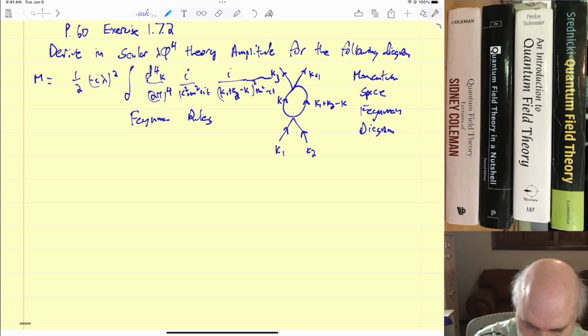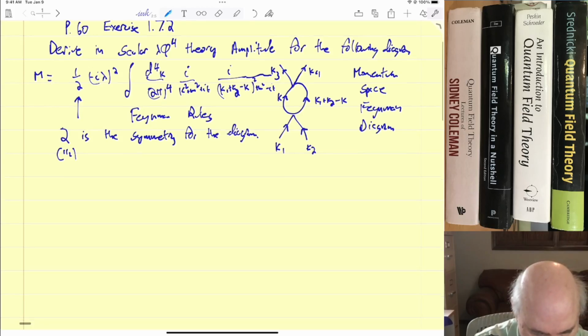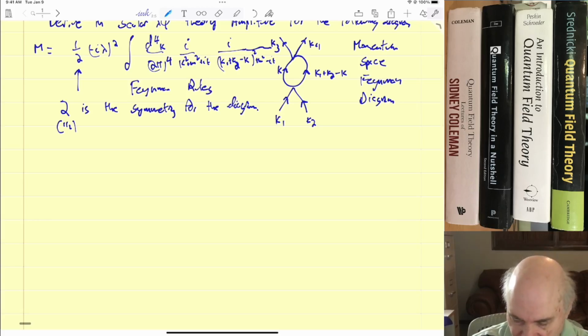And the main thing we want to discuss is this factor 1/2. The 2, sometimes a half, I'm not sure, is the symmetry factor for the diagram. Most QFT books don't really discuss symmetry factors that much. They'll point out that this diagram has a factor of 2, and basically they'll say, well, you can switch the internal propagators of k and k1 plus k2 minus k, and so that makes it a 2. But it's sort of a hand-waving argument.